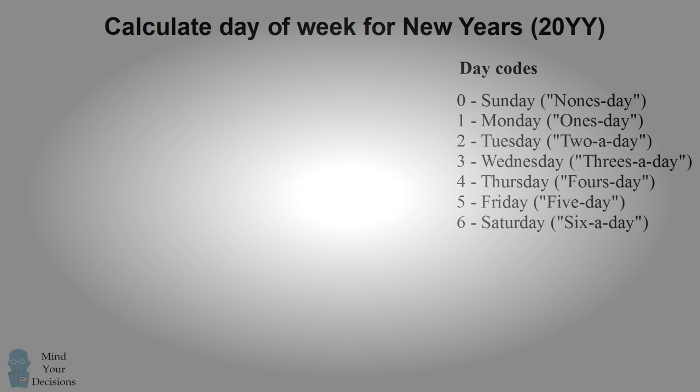Now here's the formula for calculating the day code for a year. If you have a year 20YY, the day code will equal -1 plus the year plus the year divided by 4 rounded up, and you take that whole result modulo 7.